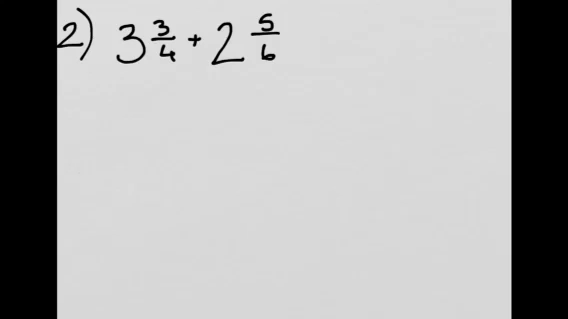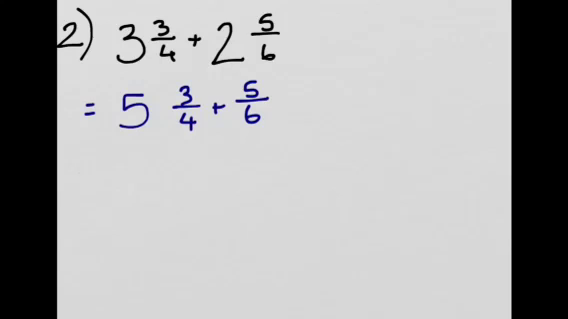In question 2 you're asked to fully simplify 3 3/4 plus 2 5/6. Now what we do here is to start off we add the mixed numbers. So we add the 3 and the 2 at the front. So 3 plus 2 gives me 5. Then I can focus on the fraction, which is 3/4 plus 5/6.